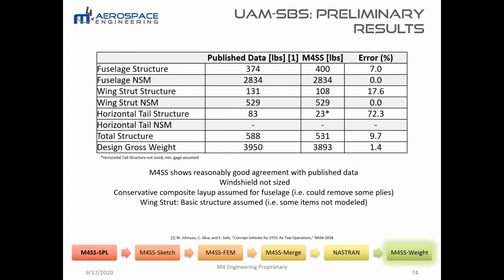Right, and finally we've got the weight results. We have some published estimates that we're comparing to here, and in most places we're pretty close. We're a little bit lighter on the wing strut, about 17% lighter. Horizontal tail, remember we did not size in this example. We'd probably need some other kind of load case to better size that, for example an abrupt pitch maneuver or something like that. And overall, we end up with quite a close result.